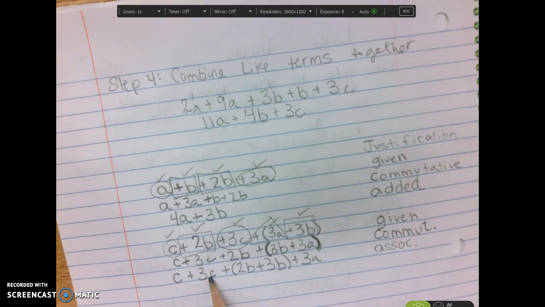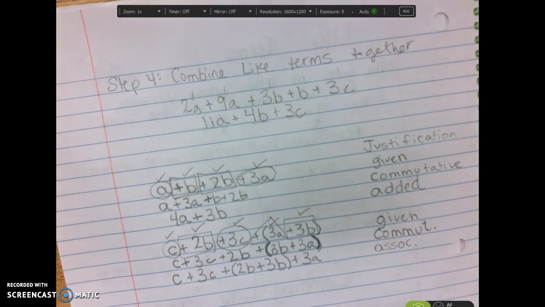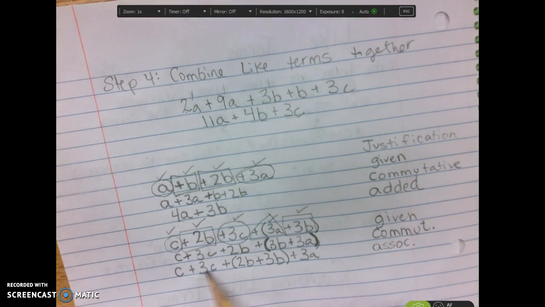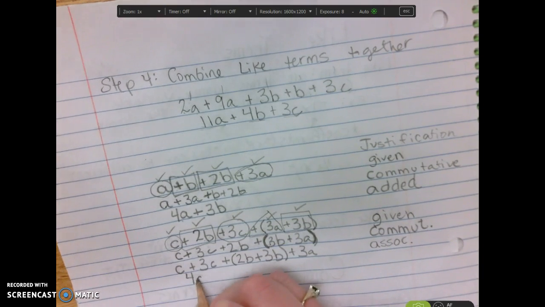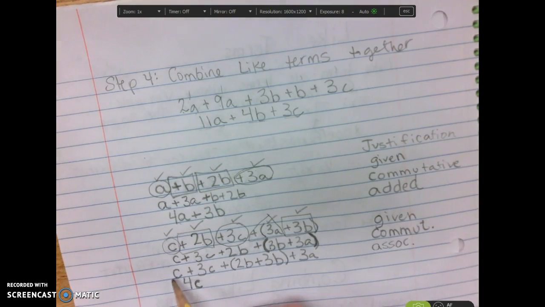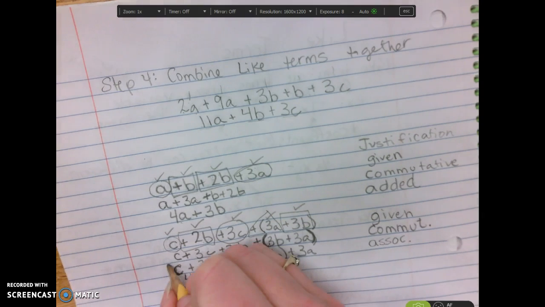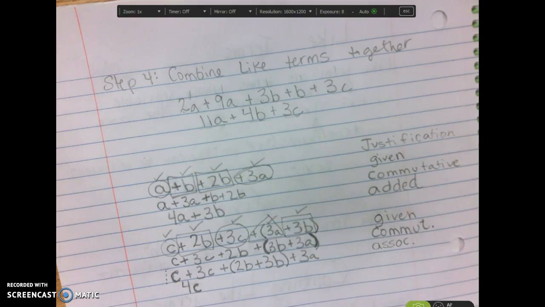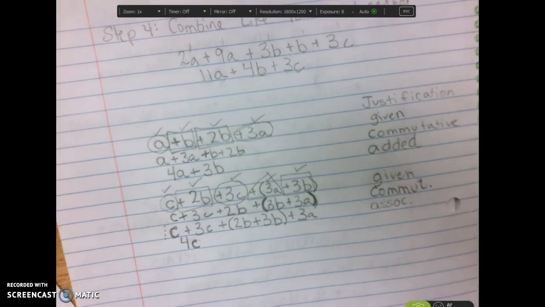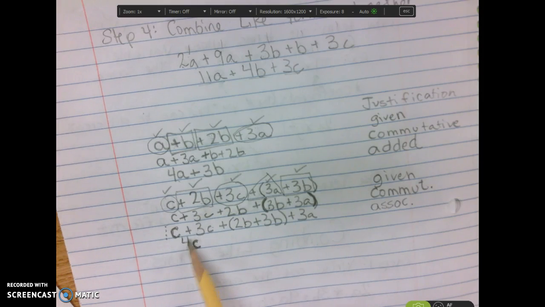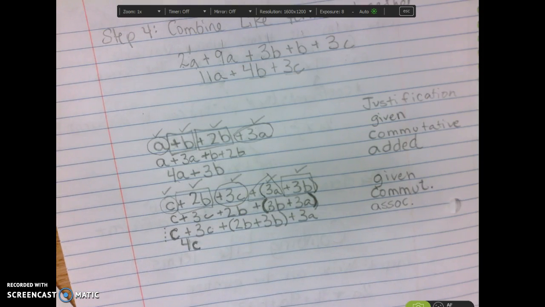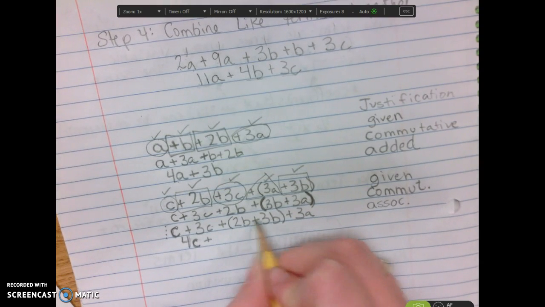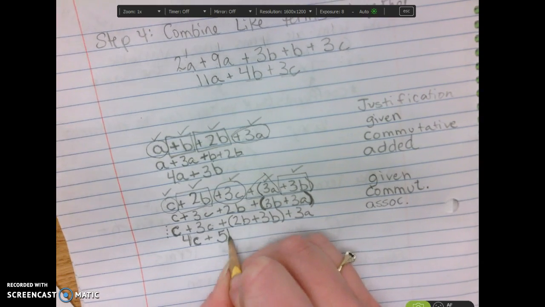Now that I have everything lined up together and grouped together, I can go ahead and combine like terms. So if I have 1 coconut and 3 groups of coconuts, I really have 4 groups of coconuts. Remember, anytime you have a variable by itself, it has that imaginary coefficient of 1. It means 1 coconut. So when we add the 3c and the c, that's how I got the 4c. Plus, I have 2b plus 3b, which would be my 5b.